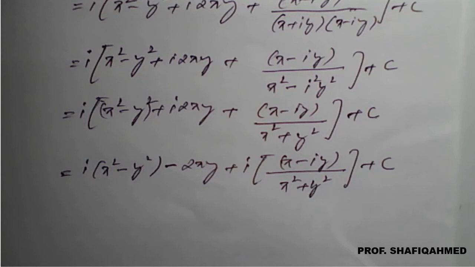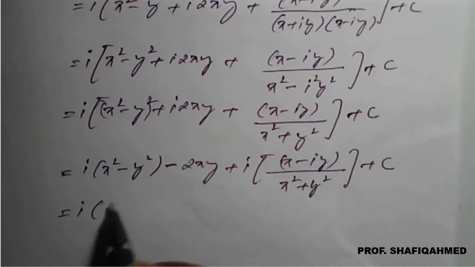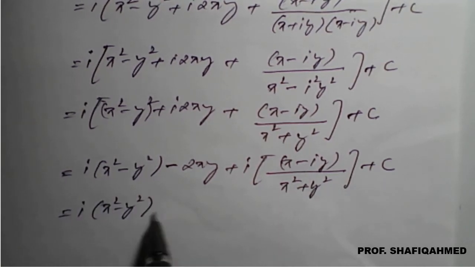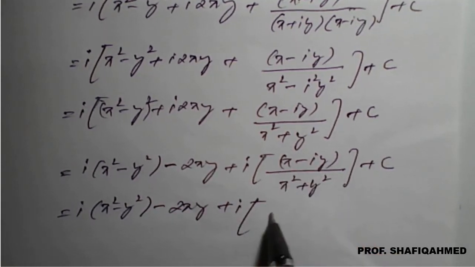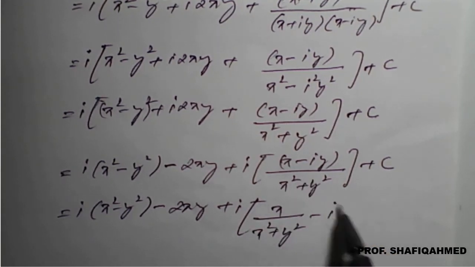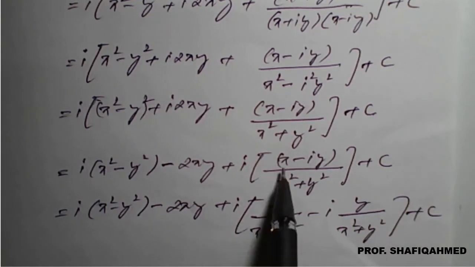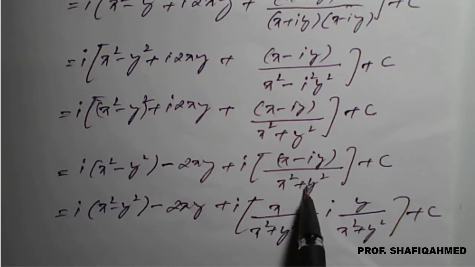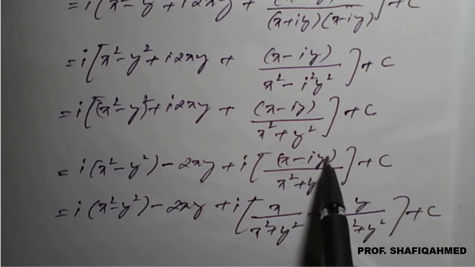Again we have to separate it here, which is nothing but i times this bracket, that is (x² − y²) minus 2xy, plus i times, I will separate this, x divided by (x² + y²) minus i times y divided by (x² + y²). So two terms divided by this one term completely we have to consider: x divided by (x² + y²) and minus iy divided by (x² + y²). If you take the LCM we will get back this.